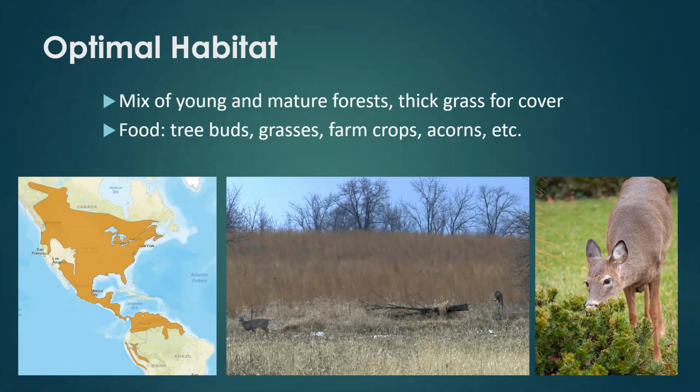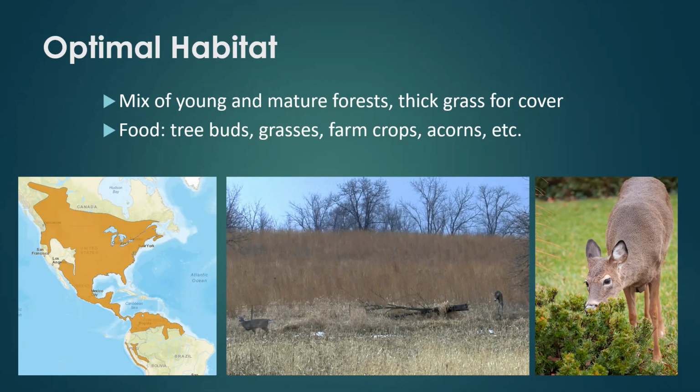And then in the forest, of course, we've got the mast: the nuts, the hickory nuts, the acorns, beech nuts, that provides an excellent food source for them. But deer also browse on a lot of buds and even foliage from trees as well. So a good mix of habitat types is going to be really good for deer. They can utilize a lot of different food sources.